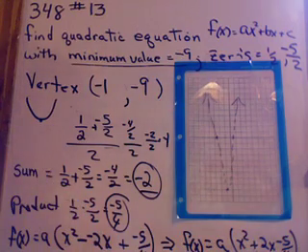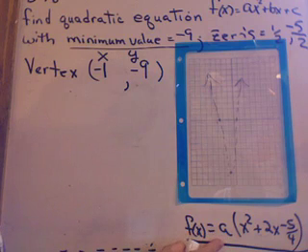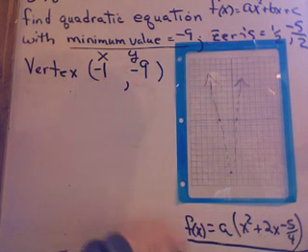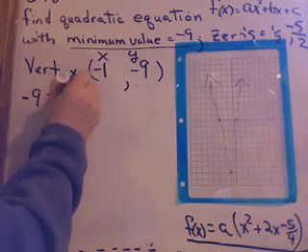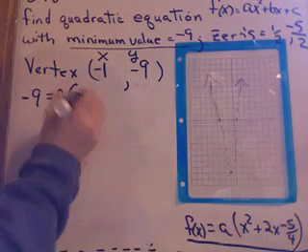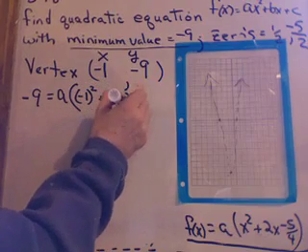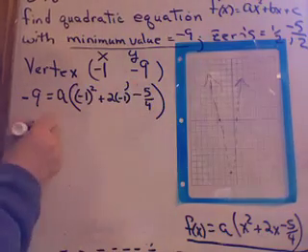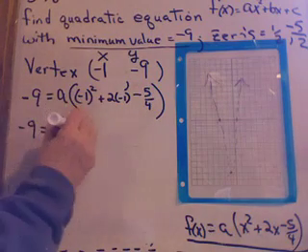All I have to do is solve that. Okay, so from here, all I have to do is try and figure out what that a is, and I have the equation. Well, the vertex is of big use here because the y is also the f of x. So I could say negative 9 equals a, and the x value is negative 1. So negative 1 squared plus 2 times negative 1 minus 5 fourths. Simplify that. Negative 9 equals a times, and if I figure all of that out, I should get negative 9 fourths.